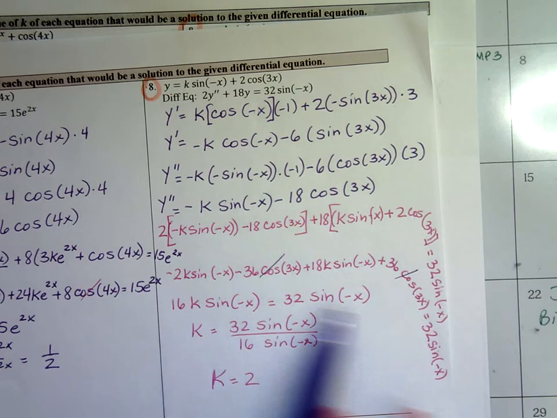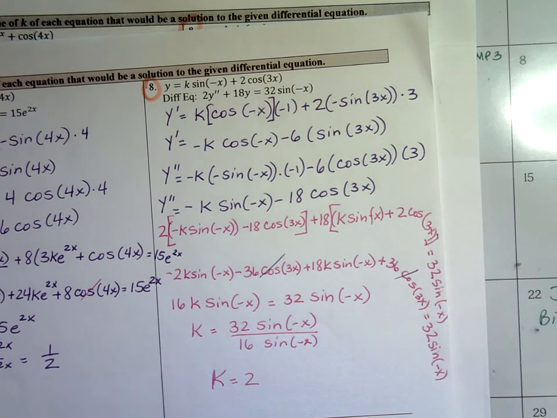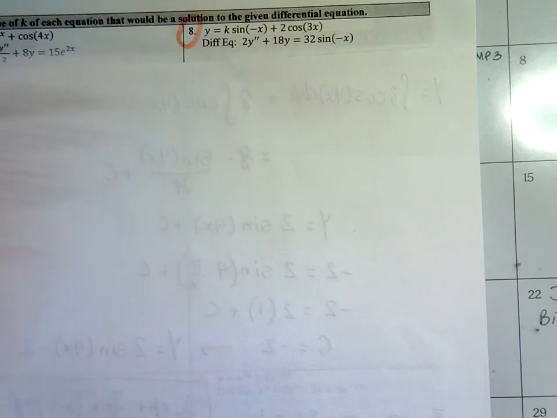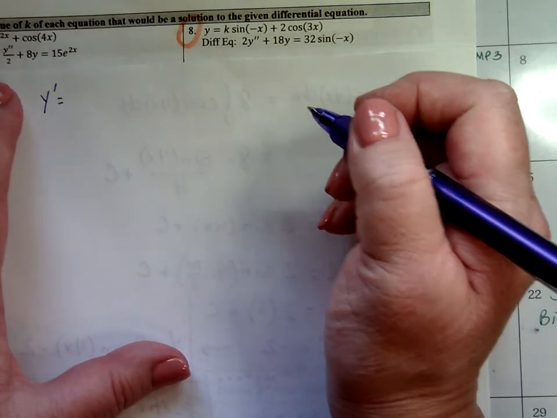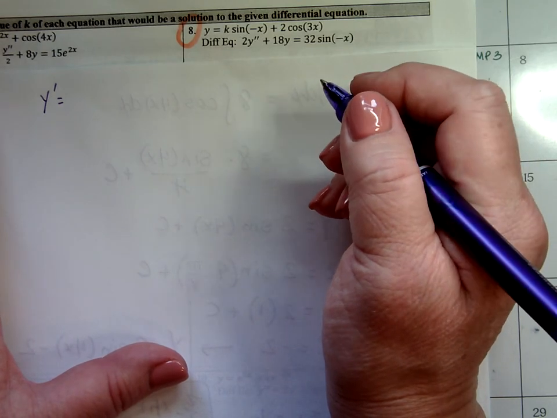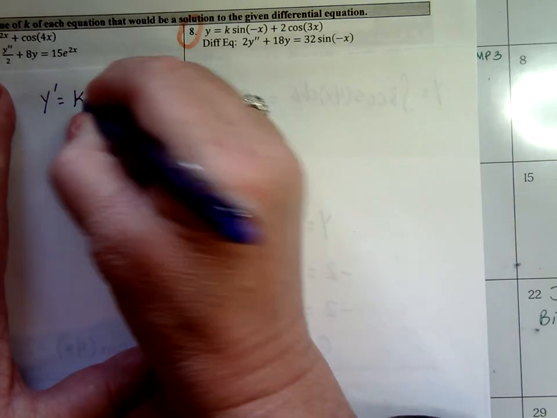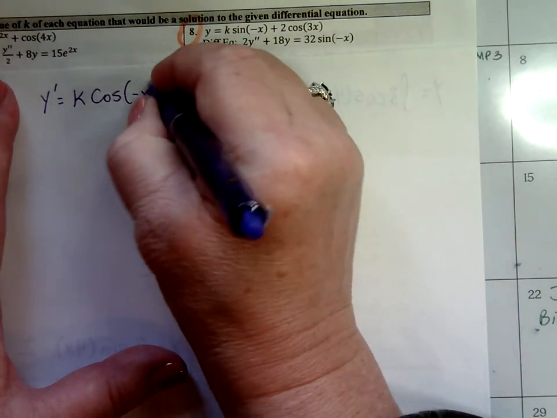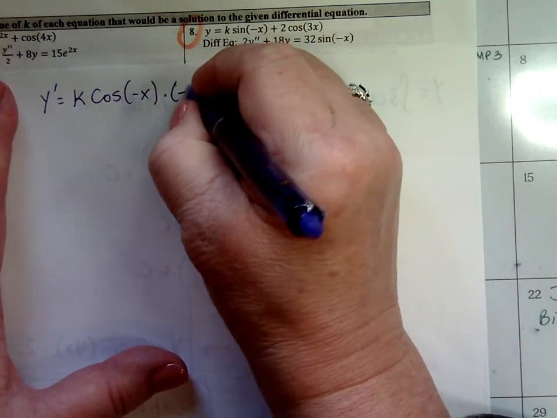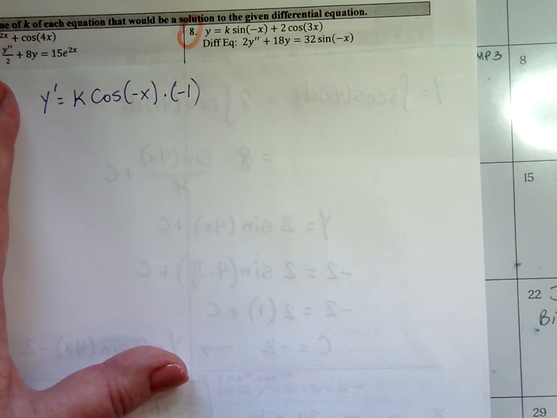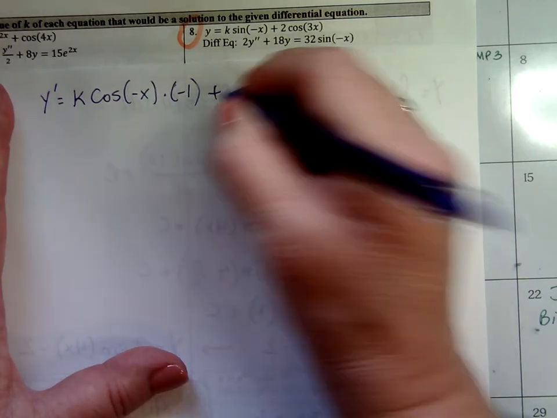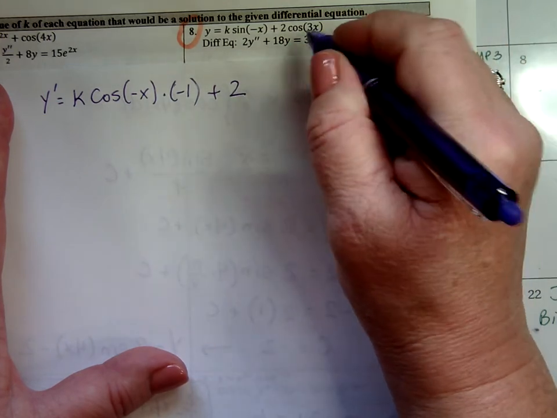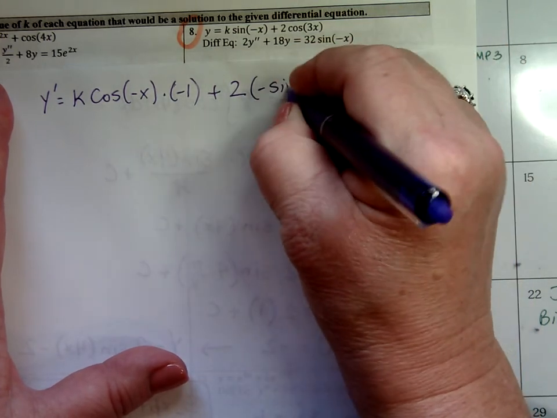So I'm going to do it on other paper so I don't get you lost in the midst of my sideways work. But nonetheless, here we go. First derivative. k sine of negative x. Well, k is a constant. The derivative of sine is cosine of the same angle times the derivative of the angle. Looks like that. Oh, the dogs are going by. Plus 2. Derivative of cosine is negative sine of the same angle times the derivative of the angle.